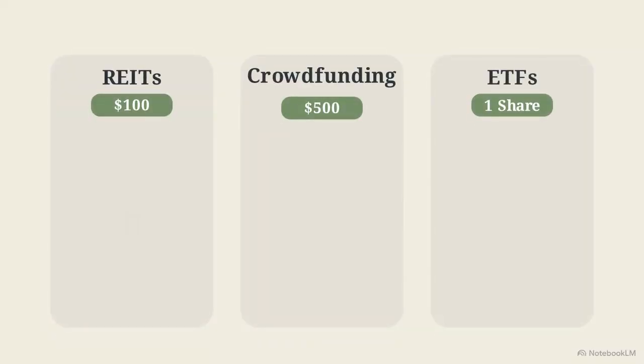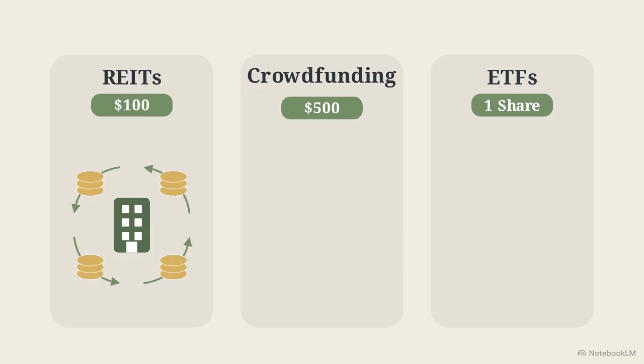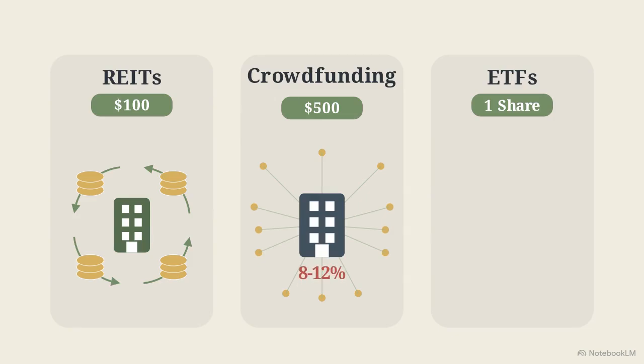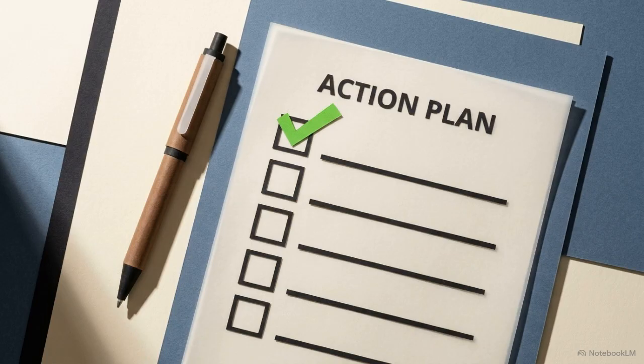3 entry points: REITs, crowdfunding, and ETFs. REITs own properties, offering quarterly income for $100. Crowdfunding pools capital for large properties, requiring $500 for 8 to 12% returns. ETFs like VNQ provide instant nationwide diversification per share. Once you select which of these 3 vehicles fits your budget, you can begin the 5-step action plan.